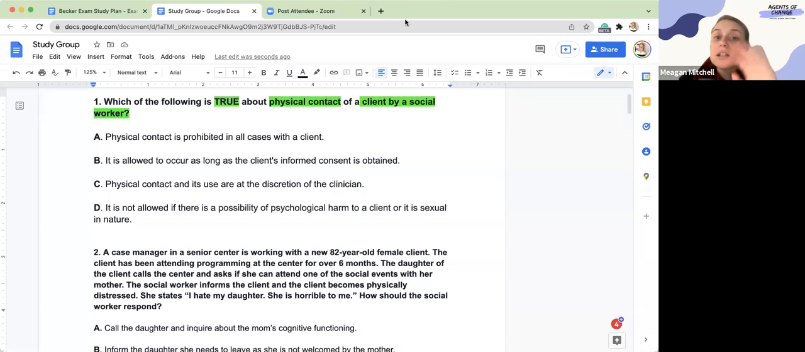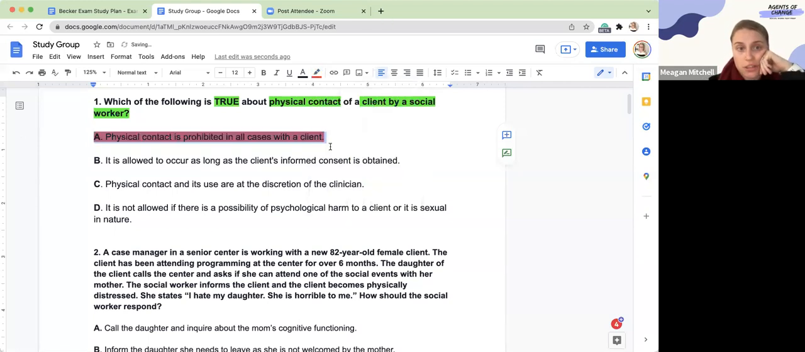Okay, let's start eliminating. Physical contact is prohibited in all cases with a client. There were quite a few of you that selected answer choice A. However, A is not correct. There are some cases where we would have physical contact with a client. What are those cases? Go ahead in the chat. When would we engage in physical contact with a client?